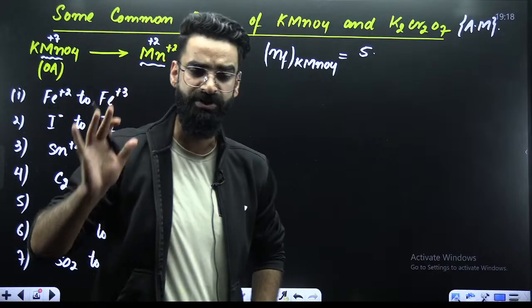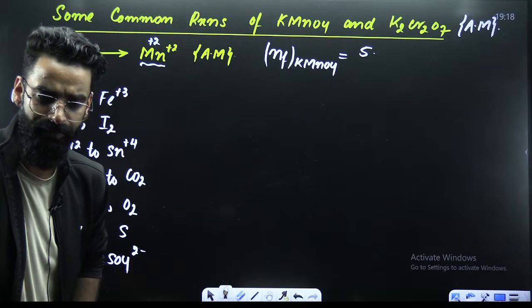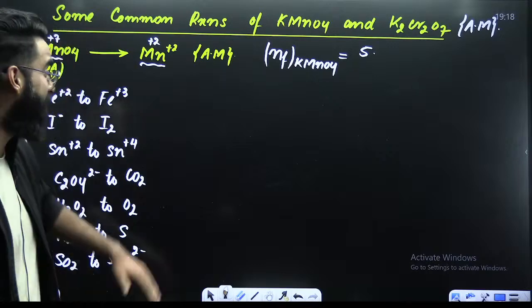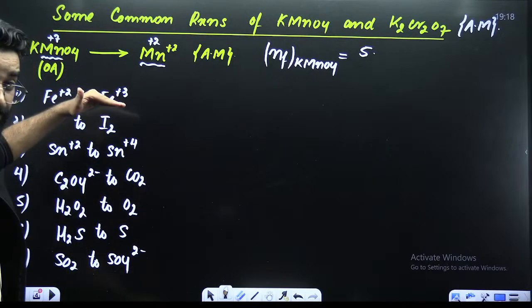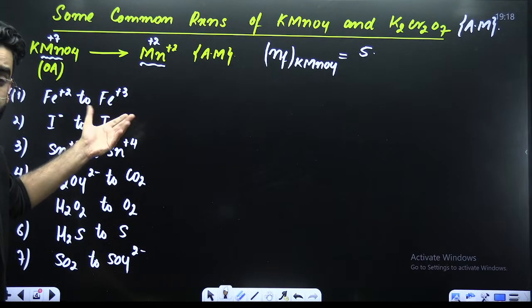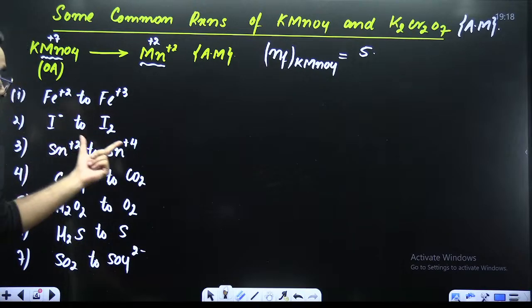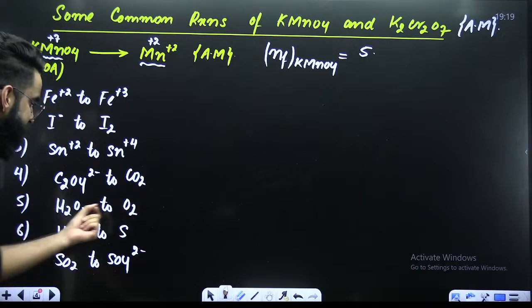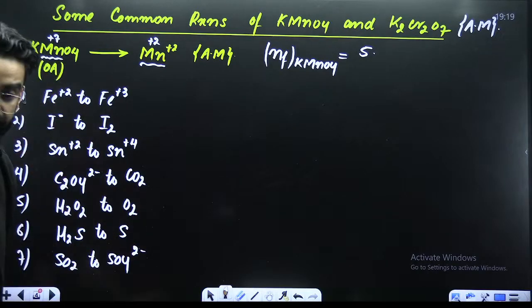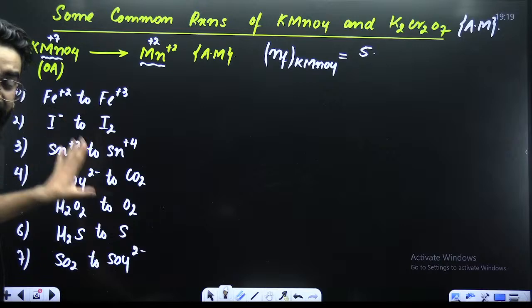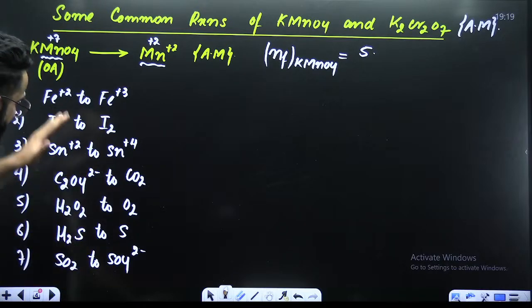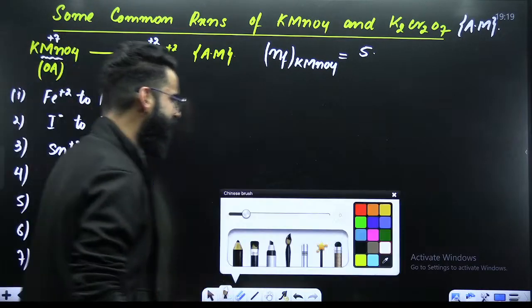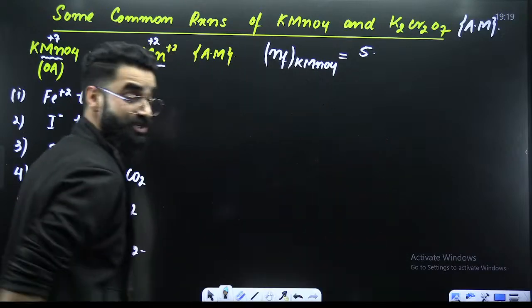These are a few things which I would want you guys to remember right now. KMnO4 in acidic medium converts Fe di-positive into tri-positive, I negative into I2, Sn di-positive into Sn plus 4, oxalate into carbon dioxide, H2O2 into O2, H2S into sulfur, SO2 into SO4 di-negative. Once you remember these things, you can easily write the reactions as well.